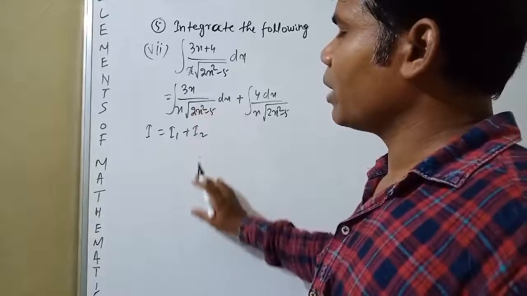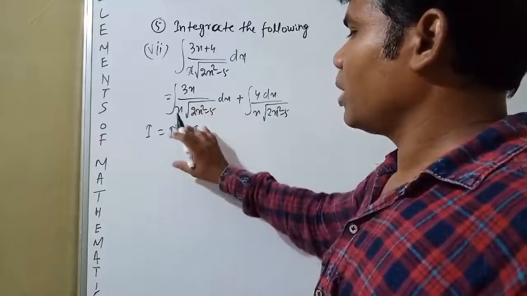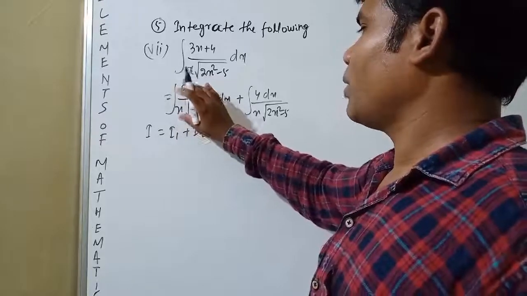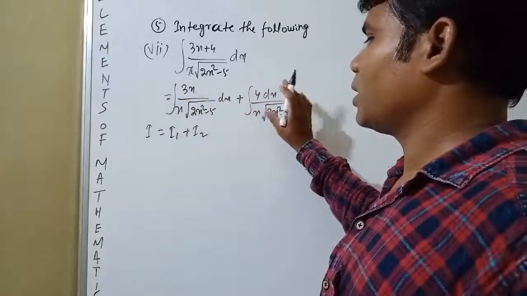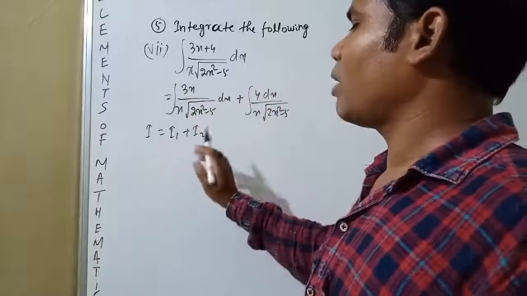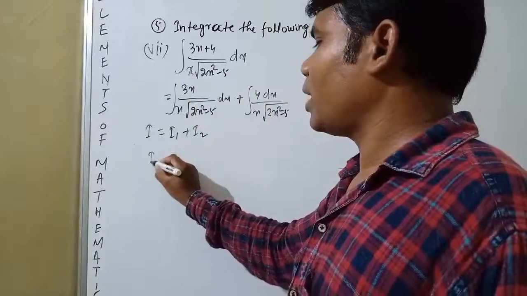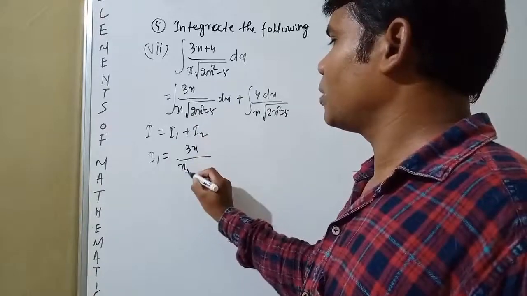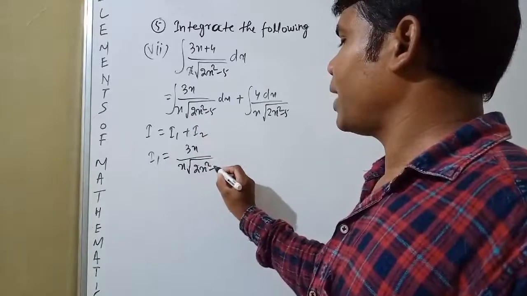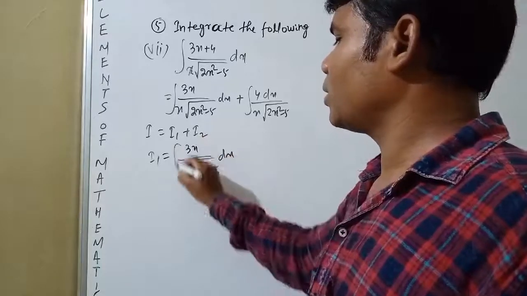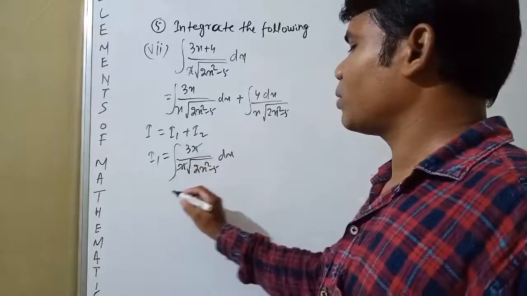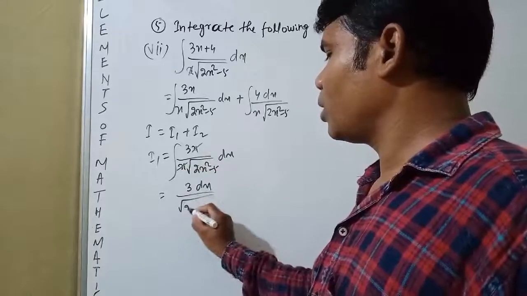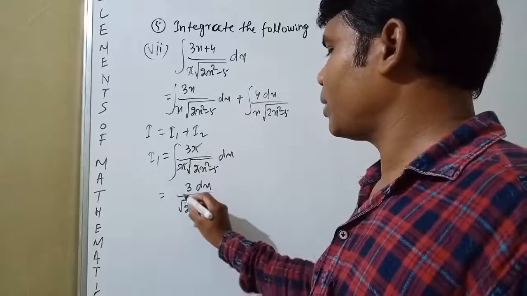Okay, directly you can also do, but it will be better if you take I is equal to I1 plus I2, you operate this I1 first and again this I2 second, then you are I is equal to I1 plus I2. Okay, now you operate I1 is equal to how much? You see 3x by x root over 2x square minus 5 dx. Okay, this x will cancel out, is equal to 3 dx by root over 2x square minus 5.